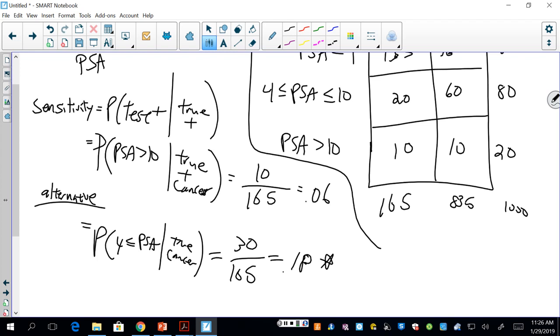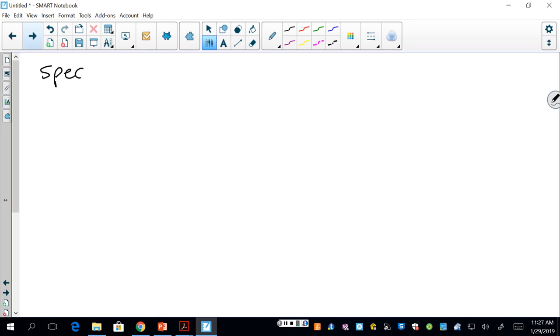The other thing that gets reported, though, is the chance of making a wrong decision about the people that don't have cancer. Because if greater than 10, here's 10 people who did not have cancer but had high levels. Here's 60 people that had levels in this range and they don't have cancer. So the other term that's used is called specificity. This is the probability that you have a negative test given that you're truly negative, which means no cancer in this case.